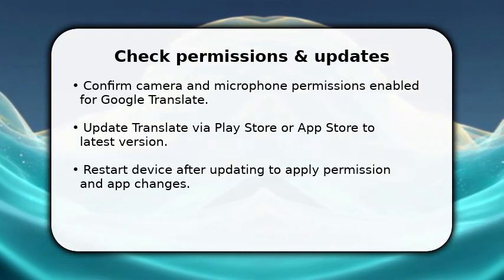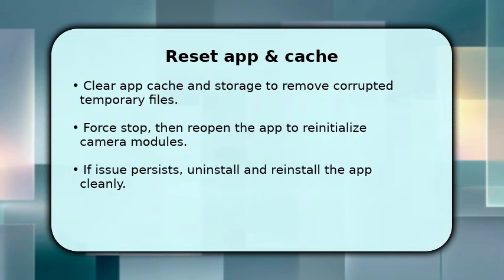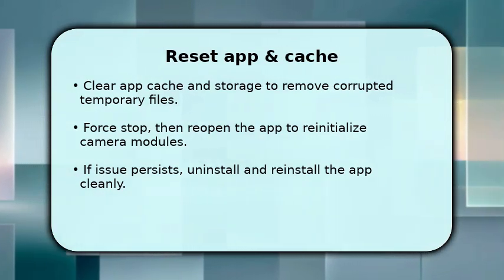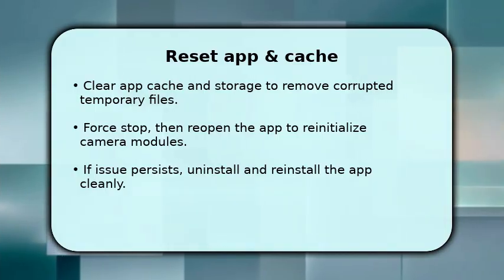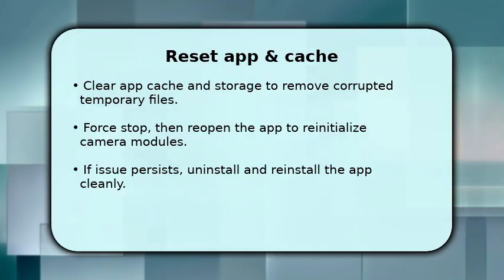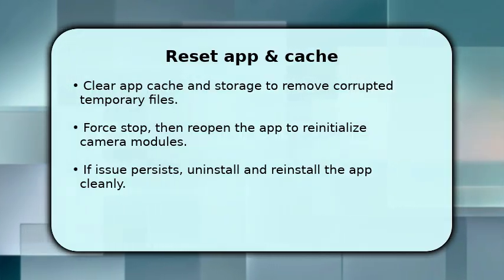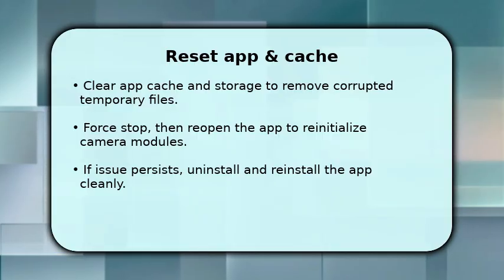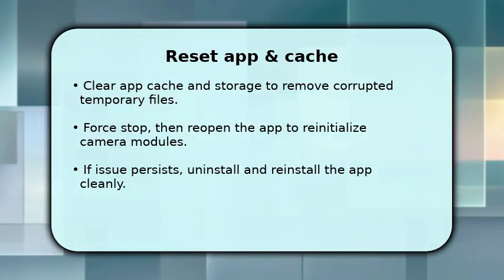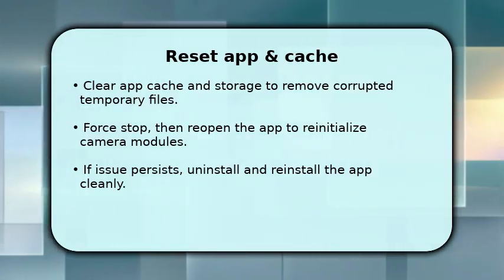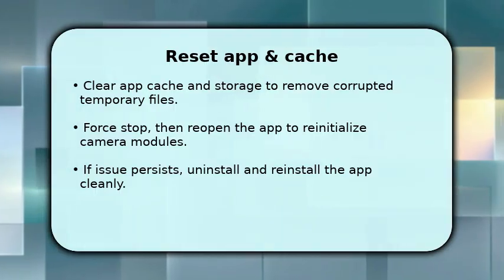If permissions and updates didn't fix it, clear the Translate cache and storage. Go to App Info, tap Clear Cache and Clear Storage. This removes corrupt temp files that block the camera. Next, force stop the app to ensure no background process holds the camera, then open Translate and try the camera mode again so the app rebuilds necessary resources.